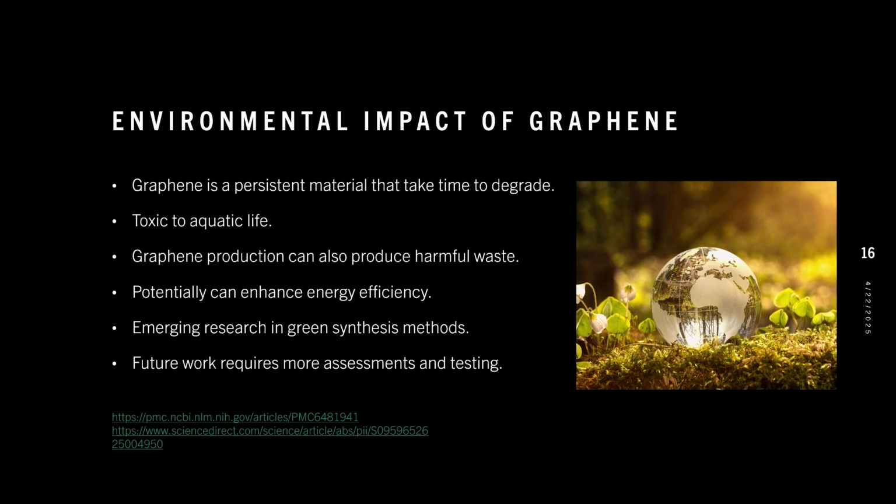There's also concern about how graphene affects the environment after it is being used. For example, graphene oxide can be harmful to aquatic life and it doesn't break down easily, which raises concerns and questions about long-term effects. On the other hand, graphene has a lot of green potential.